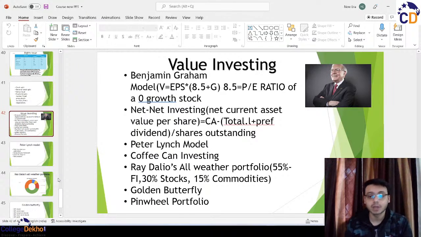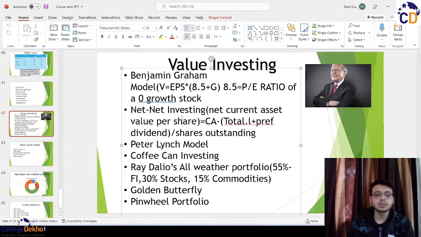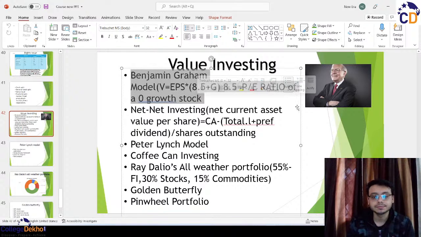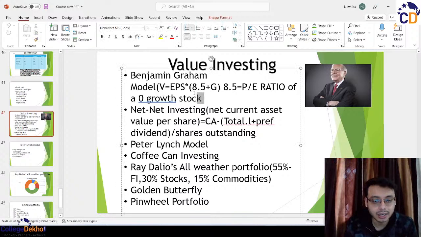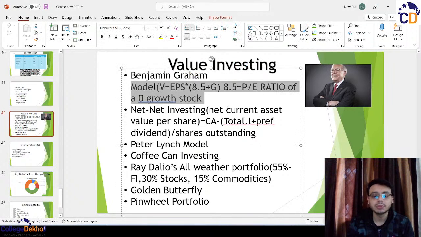Value investing. So what exactly were we talking about? Talking about the concept of value investing, we're going to introduce the topic of the Benjamin Graham model. So what exactly is the Benjamin Graham model, and why is it useful?